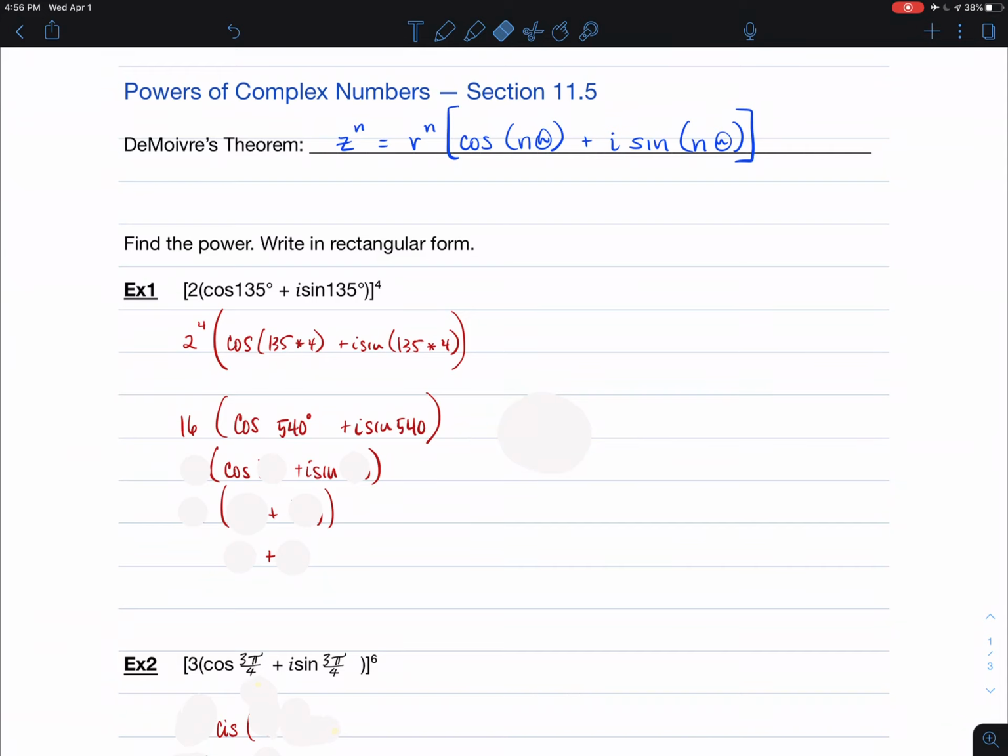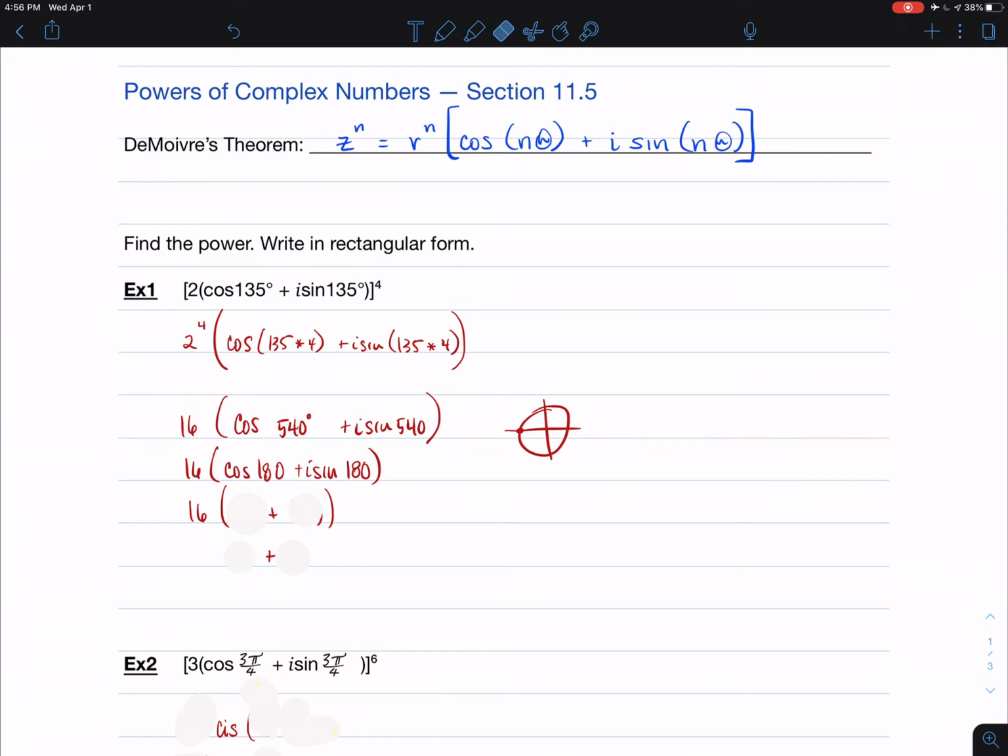Now, because this is outside of the unit circle, we'll want to get the coterminal angle here. So I'll leave my 16 alone. 540, if you subtract out a whole entire circle, is the same thing as 180 degrees. And I know that on my unit circle, that's going to be at the leftmost spot. Let's go back and read the directions. The directions told me to write in rectangular form. If I were told to write in polar form, I would be done at this point. But I need to simplify.